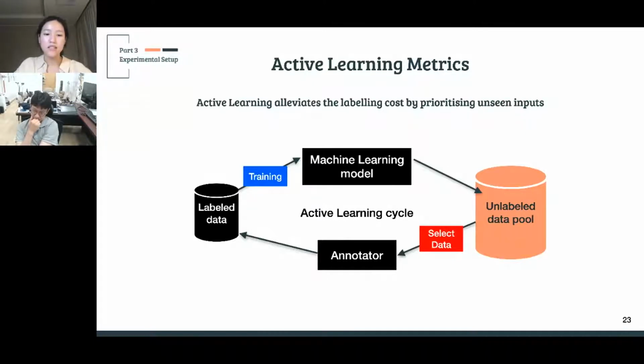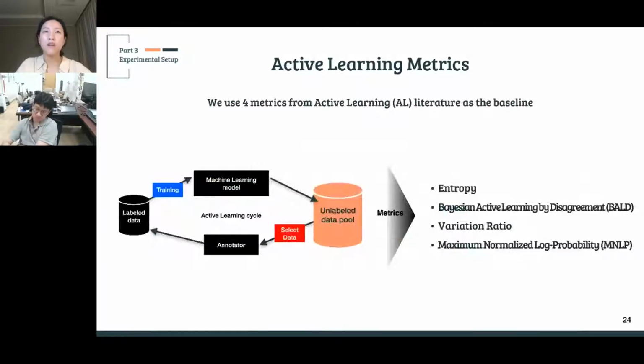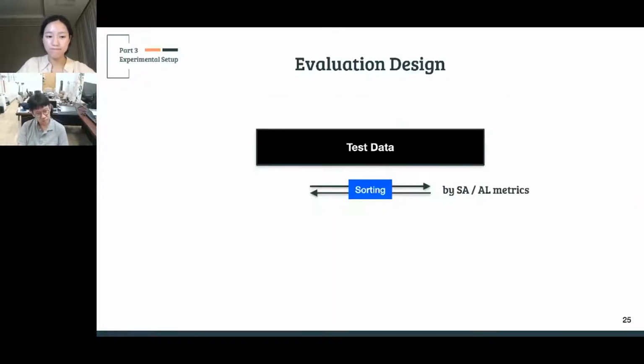Since other existing testing metrics are measured by the whole set of test inputs, that's why we're choosing active learning metrics in our paper. So as we can see, we use 4 active learning metrics as a baseline of our evaluation. But due to the time limit, please refer to the paper for detailed information on each metric.